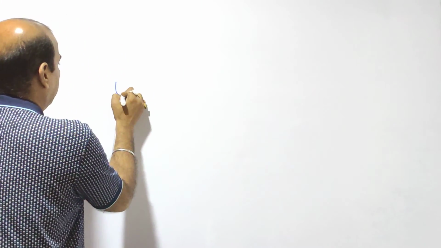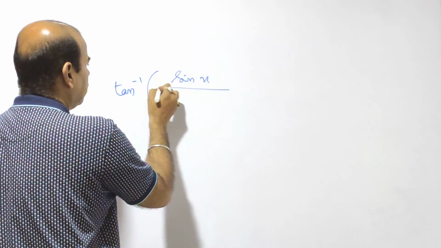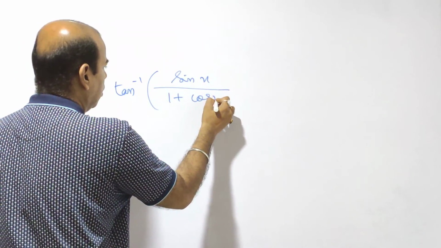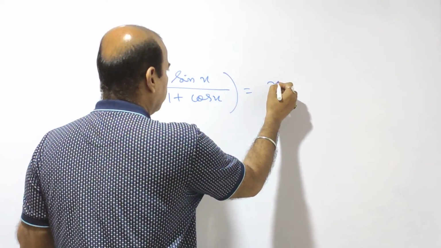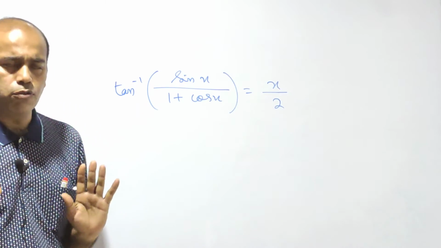Question is: tan inverse of sin x by (1 plus cos x). They are asking to prove this equals x by 2. Students, please take note of this.